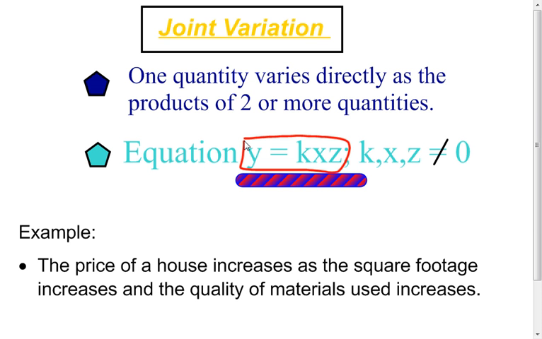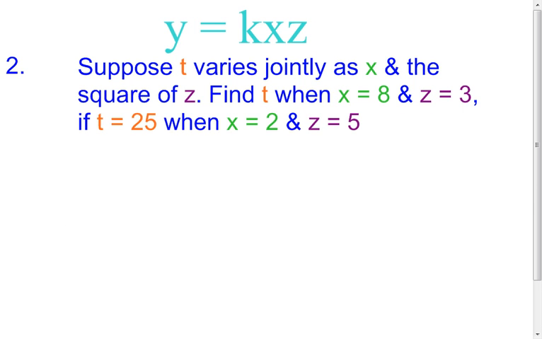Some examples would be the price of a house increases both as the square footage increases and the quality of the materials that you've used to build the house increases. So now there's more than one thing affecting the price of that house, the square footage and the quality of materials. And so there is joint variation. And by the way, if the square footage increases, the price increases. If the materials used is better, then the price also increases. So every variable here is moving the same direction. It's just that there's more than one variable moving the same direction, and so it's joint variation.